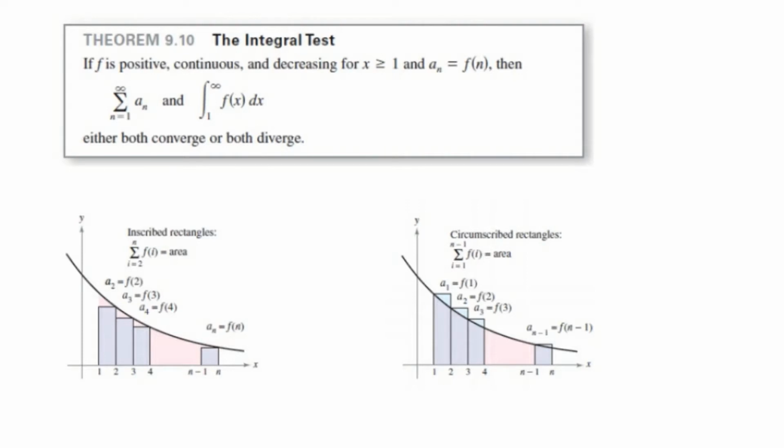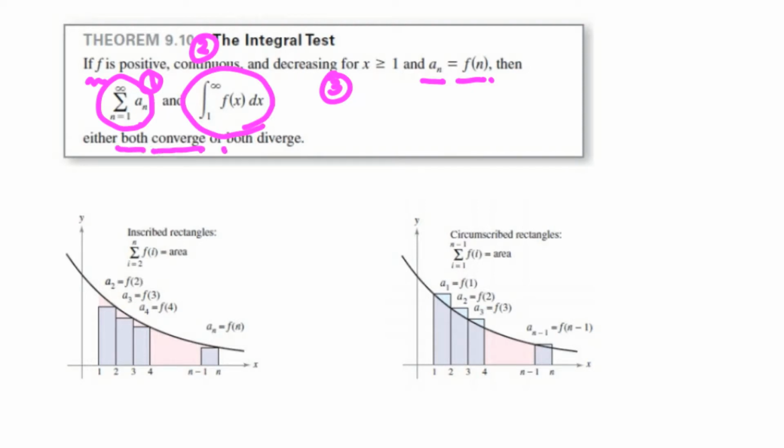Okay, so let's look at the integral test. If the function is, there are three conditions. Number one, it is positive. Number two, the graph is continuous. Number three, decreasing for x greater than or equal to 1. So there are three conditions. Then, and also a_n equals f(n), then the series and the integral either both converge or both diverge.